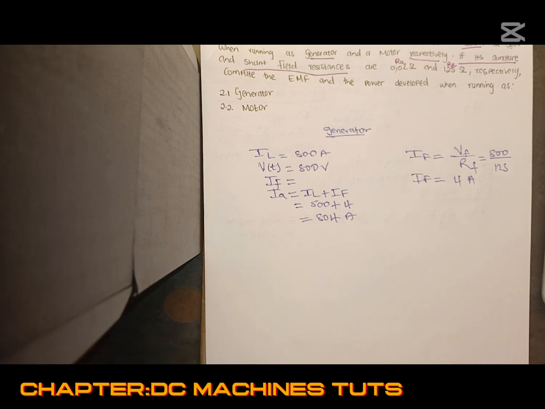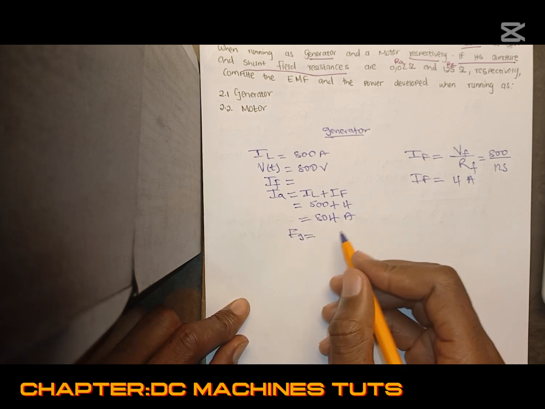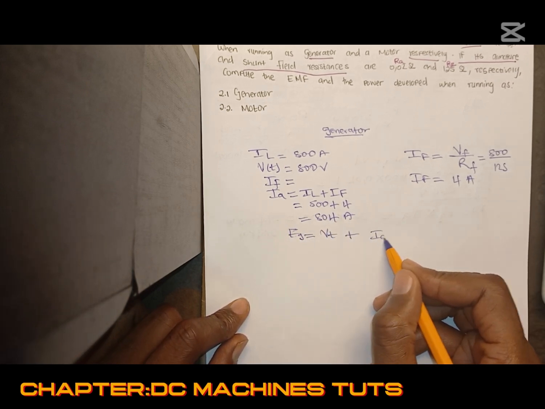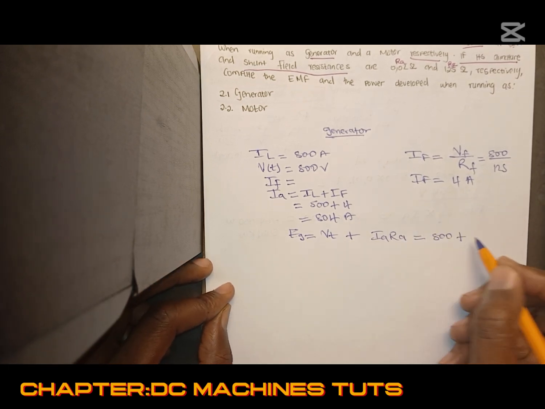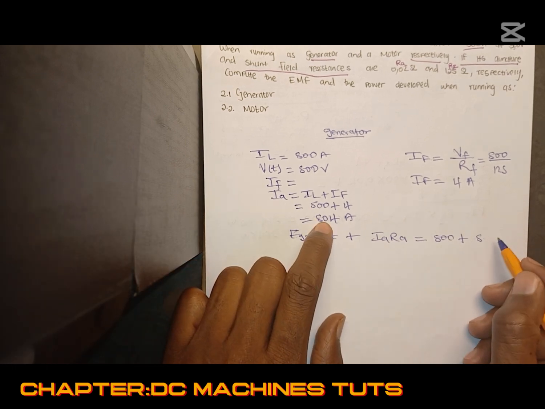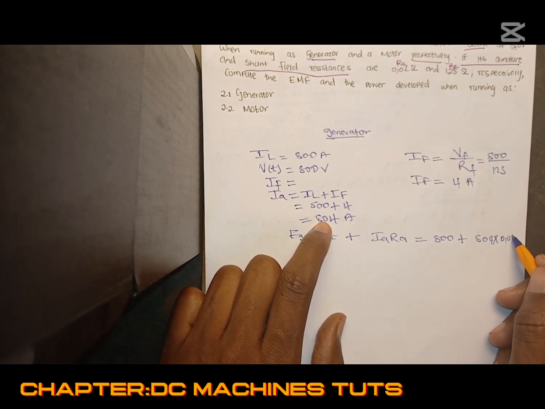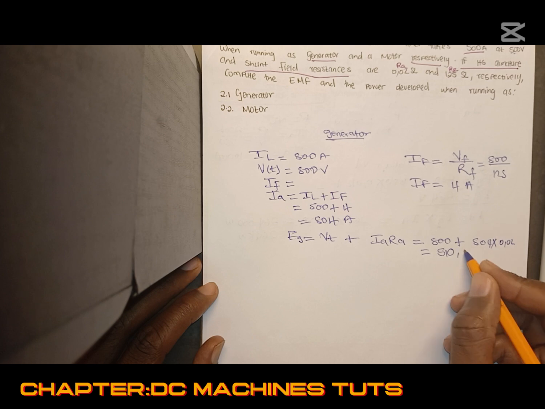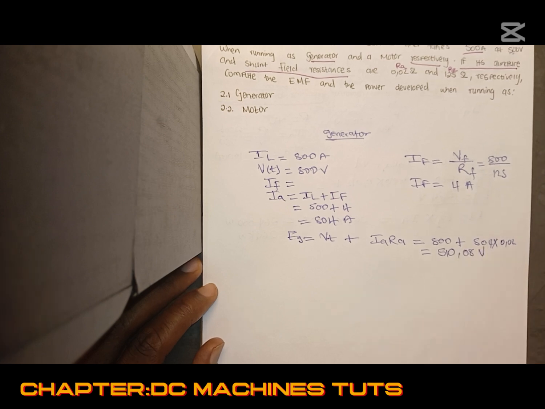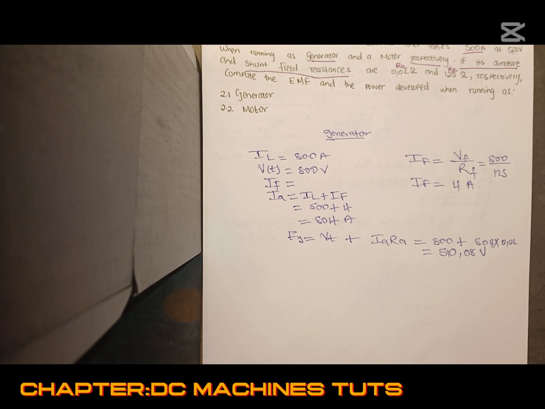Now from there, we've got the armature current, we've got the armature resistance, then we can find our EMF for the generator, which is EG equals VT plus IARA, which is equal to 500 plus 504 multiplied by 0.02, which is equal to 510.08 volts, right? So this is the generated voltage.